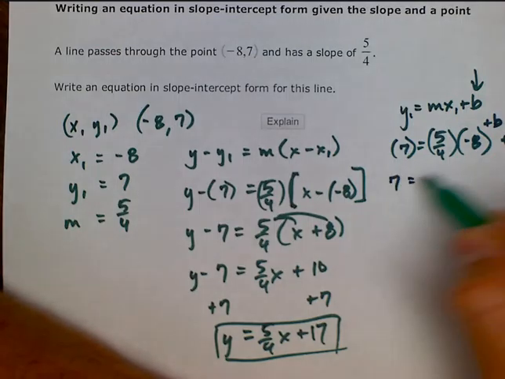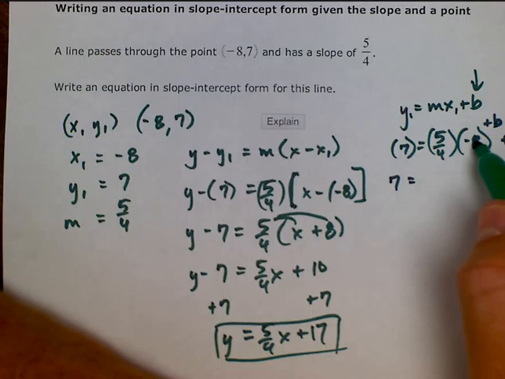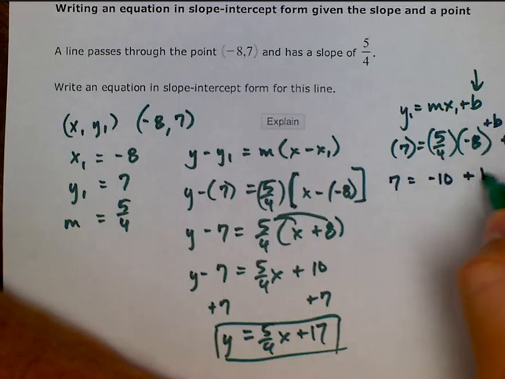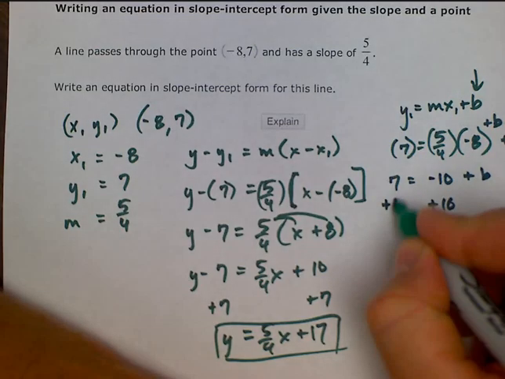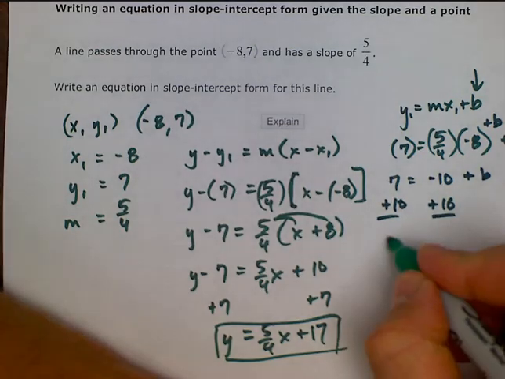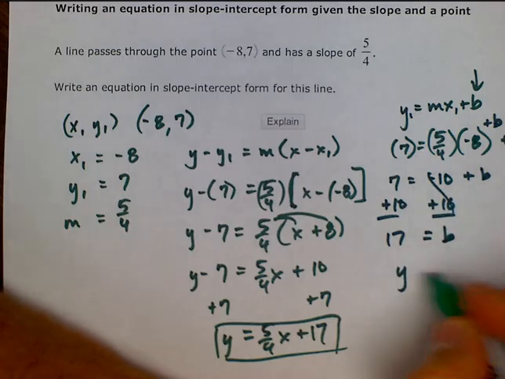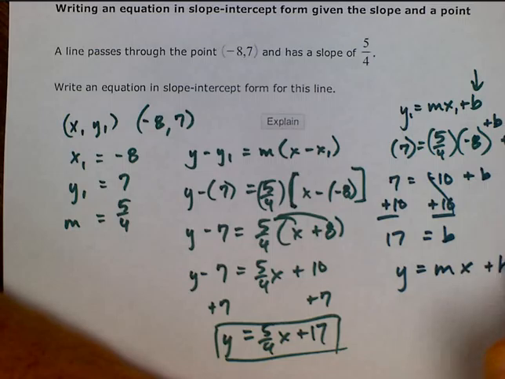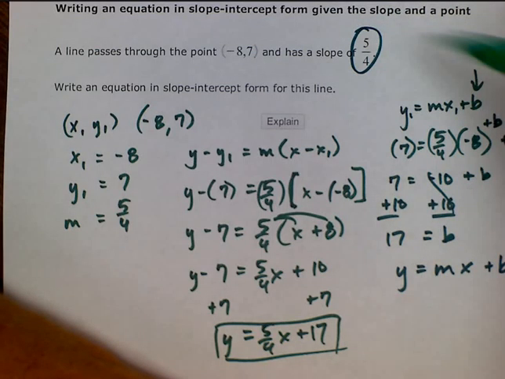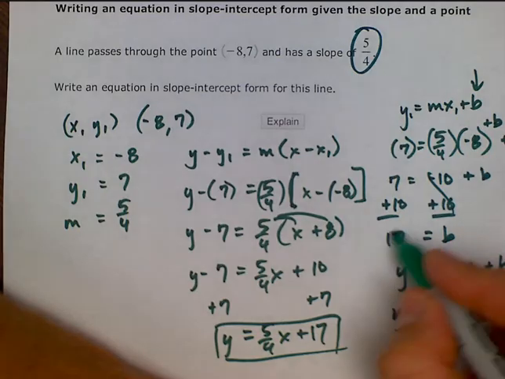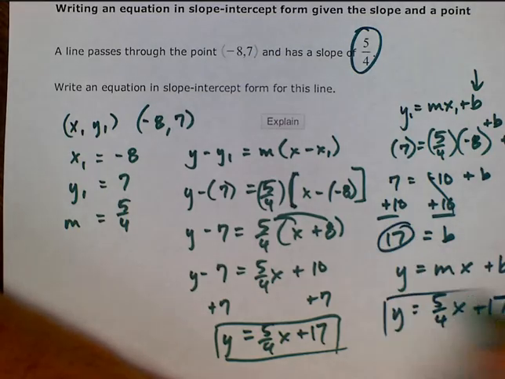7 is equal to 5/4 times a -8. -8 and 4 cancel, leaving me with -2. -2 times 5 is a -10, plus b. Add 10 to both sides, and we see the same outcome. We have 17 is equal to b. Then I would just plug back in. Y is equal to mx plus b, where my slope is 5/4. Y equals 5/4 x plus b, which is 17, plus 17. And there's two ways to go about it.